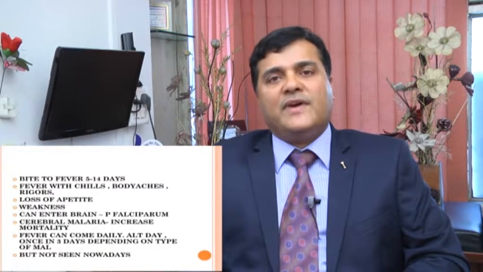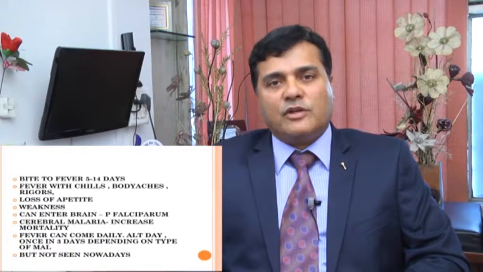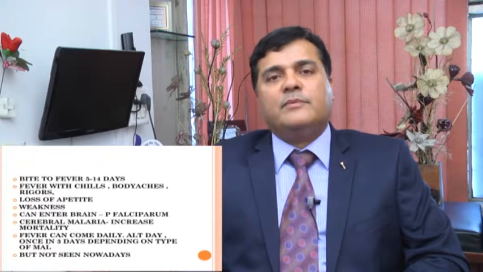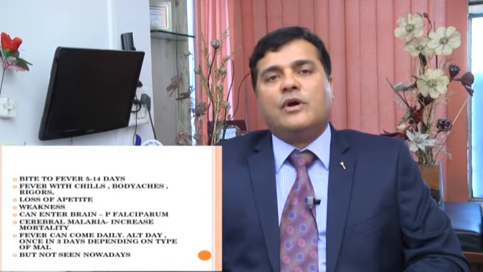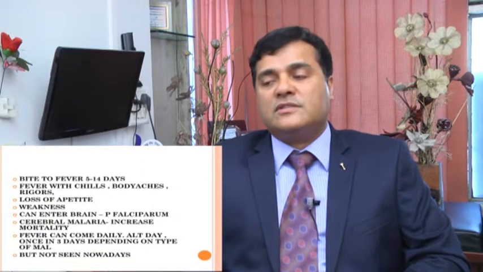In Plasmodium falciparum, the parasite can enter the brain causing cerebral malaria, and in the brain it starts clogging the small arteries, causing a diffuse lack of oxygen in the entire brain, and that is called an encephalopathy-like picture. Confusion, drowsiness to unconsciousness can occur in cerebral malaria. Plasmodium vivax does not enter the brain and therefore does not cause cerebral malaria.